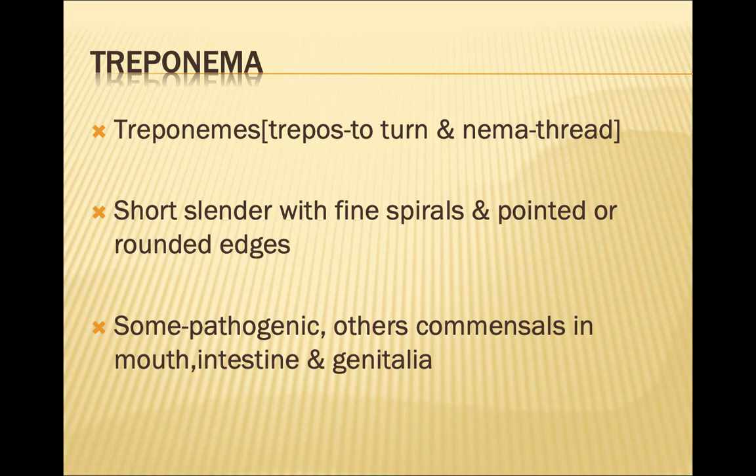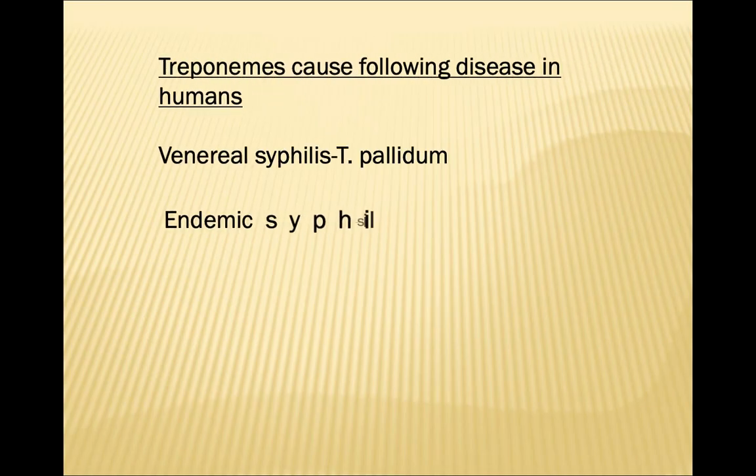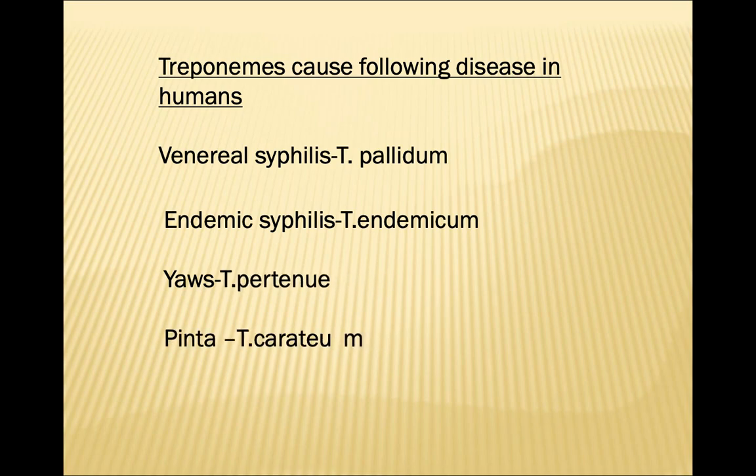Most of these treponemes are pathogenic, or they are commensals in the mouth, intestine and genitalia. The pathogenic species of treponeme are Treponema pallidum, which causes syphilis, endemic syphilis, which is caused by Treponema endemicum, yaws, which is caused by Treponema pertenue, and pinta, which is caused by Treponema carateum.